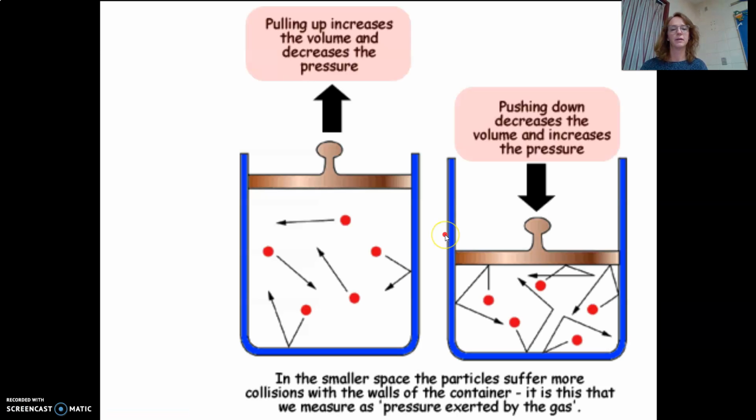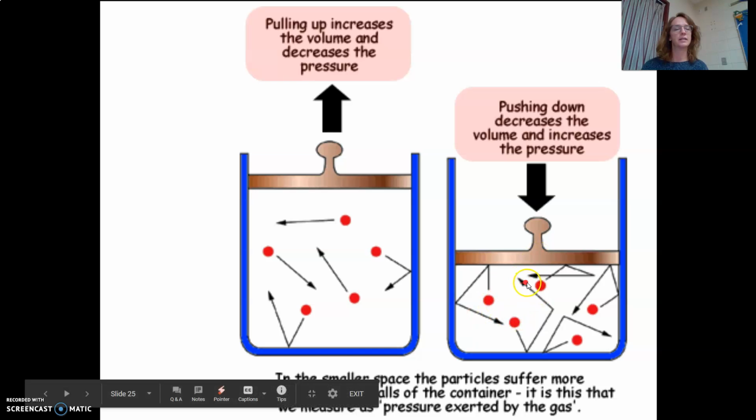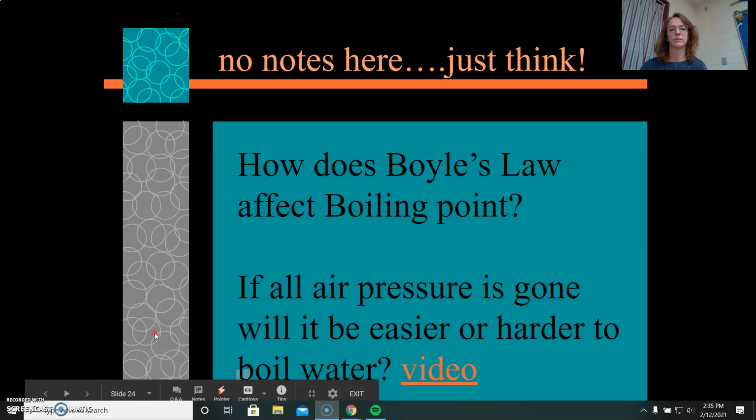Okay, here's another picture of increasing pressure. So gases are flying around like crazy people. If they have a lot of room, they're not going to hit the sides as often. If they don't have as much room, so you increase pressure, they are going to just hit the sides of that container faster and faster, and it increases that.